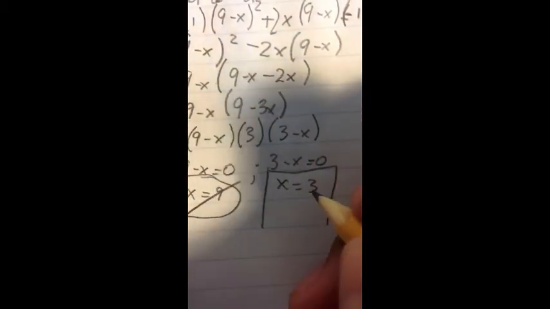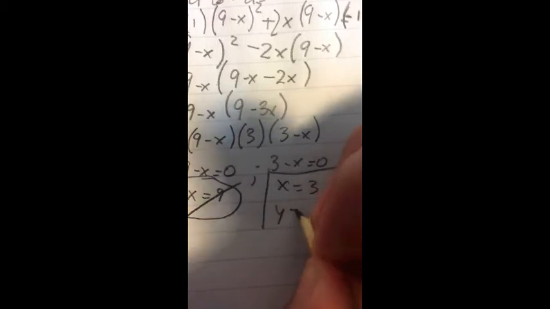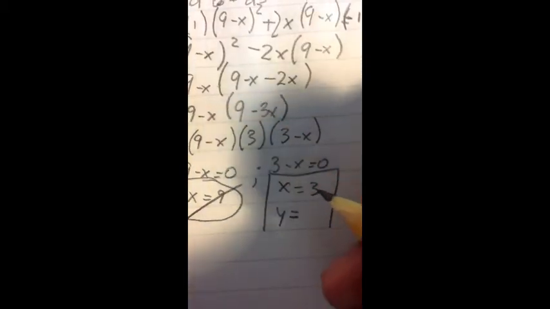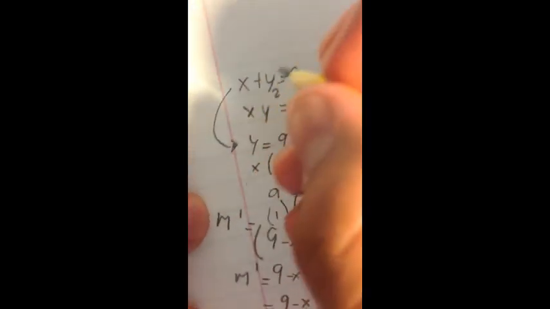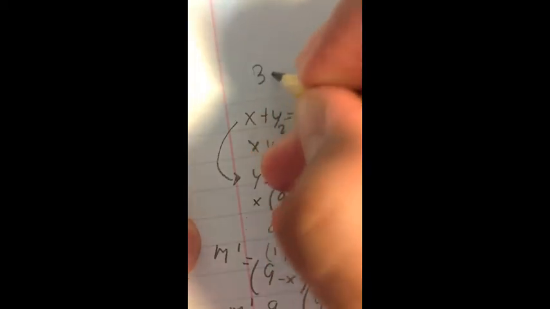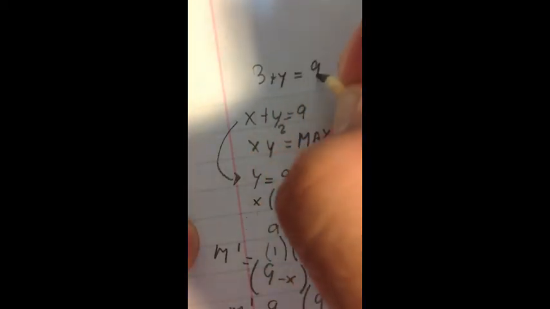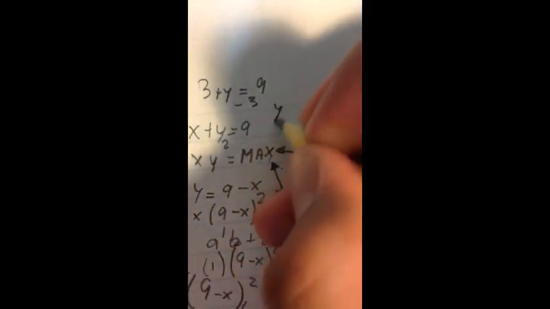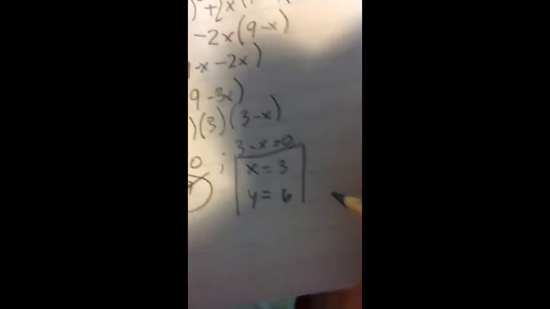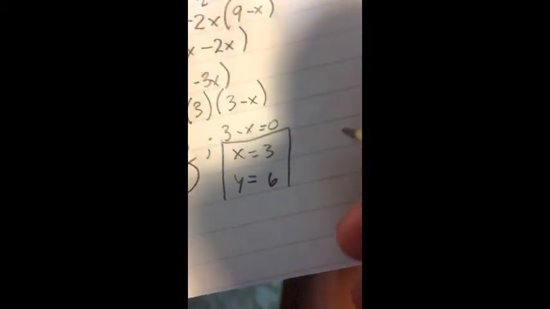So we have x equals 3, but we still are missing y. So for that, we plug in 3 onto this equation. x equals 3, so 3 plus y equals 9. And then if we subtract 3, we get that y equals 6. So we're going to put this here. And those would be the two non-negative numbers.